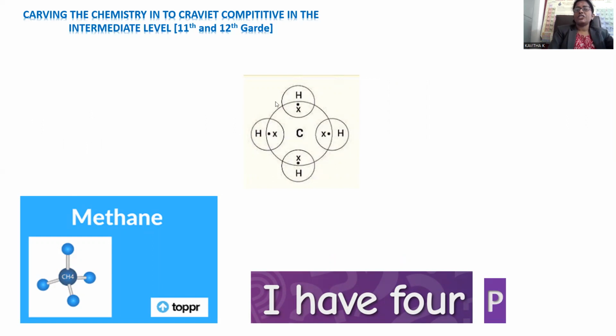That's the reason why shared electron pairs are 8. We need only 6. That's why it may not be the right answer. But it is the tetrahedral molecule with the 4 covalent bonds accompanied by 8 shared electrons per covalent bond formation, called methane. 4 pairs are present in this.